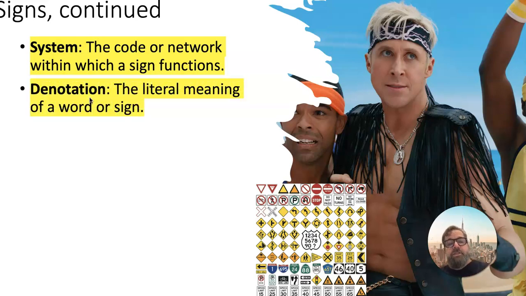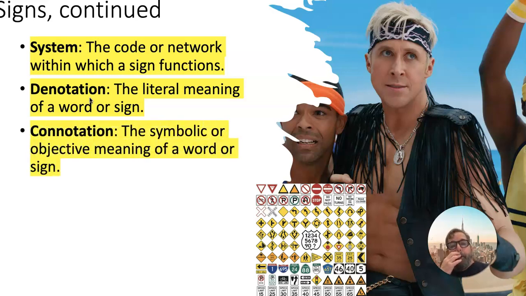And then the denotation, which is a word you may have heard before, is the literal meaning of a word or sign. So Ken is literally a hunk of plastic shaped like some semblance of a male. That's literally what Ken is. And in the movie, Ken is literally defined by Barbie. He's just a character who doesn't have a lot of power.